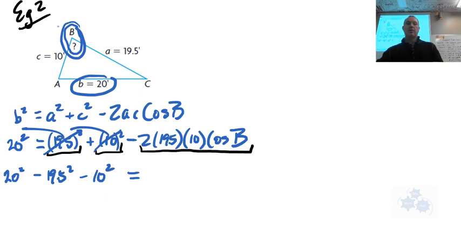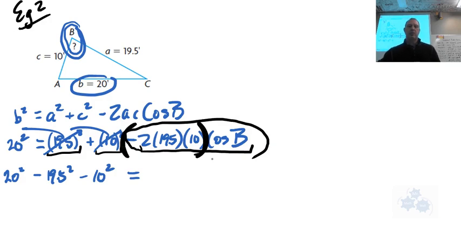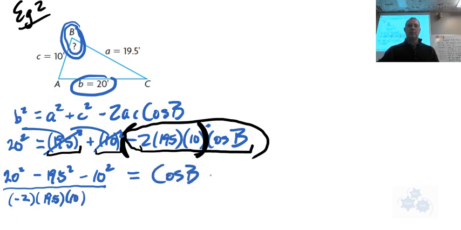Now, you can see that I have negative 2 times 19.5 times 10 times cos B. And I want to get rid of this. So now because it's on its own there, I can divide this off because they're all being multiplied by cos B. So guess what? You can do this. Divide by negative 2 times 19.5 times 10. Okay, and that will leave you with cos of B.